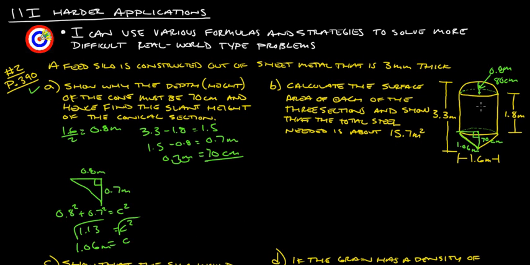So let's see. We have the 3 sections. We've got the half sphere here, we have the cone here, and then we have the cylinder here. So I don't know about you, but I think I'd rather find the cylinder first.